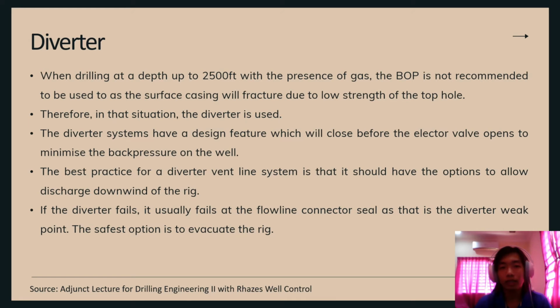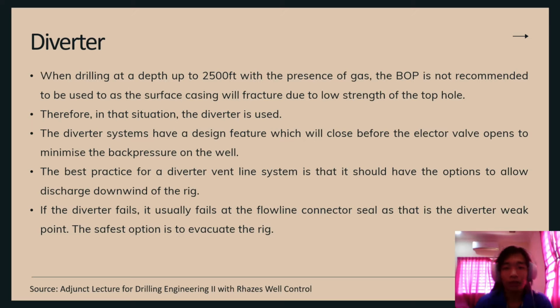Now, when drilling up to a depth of 2,500 feet with the presence of gas, the blowout preventer is not recommended as it will fracture due to the low strength of the top hole. Therefore, the diverter is introduced. The diverter system has a design which will close before the ejector valve opens. This is to minimize the back pressure on the well. The best practice for a diverter vent line system is that it should have the following options, which is to allow the discharge downwind of the rig.